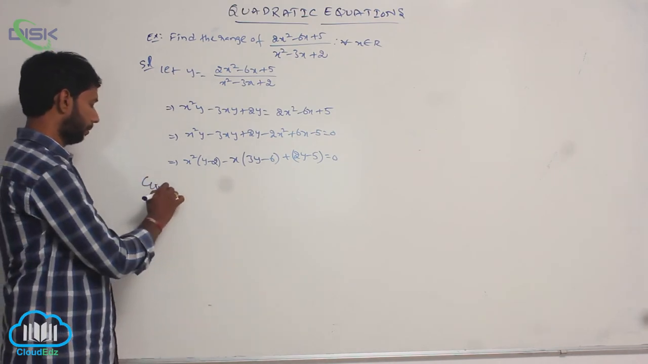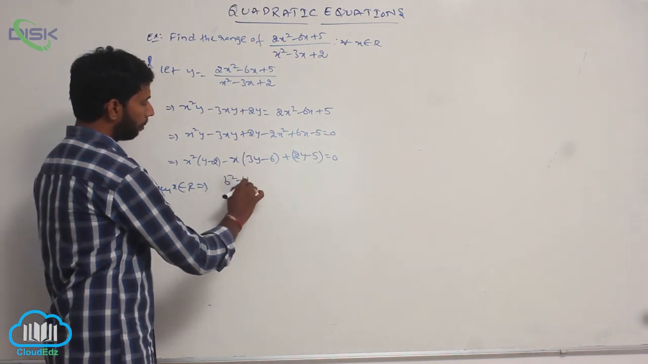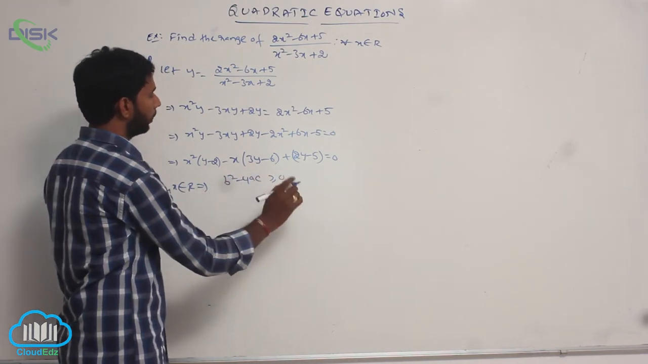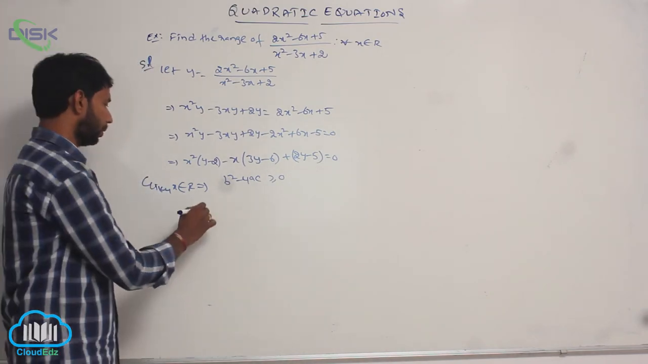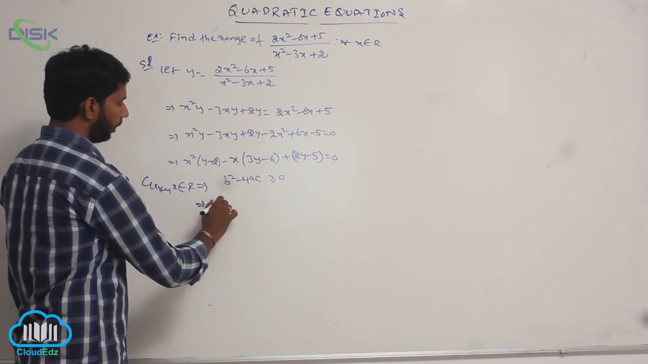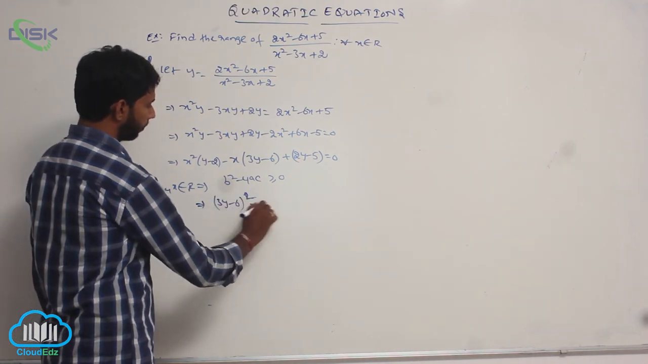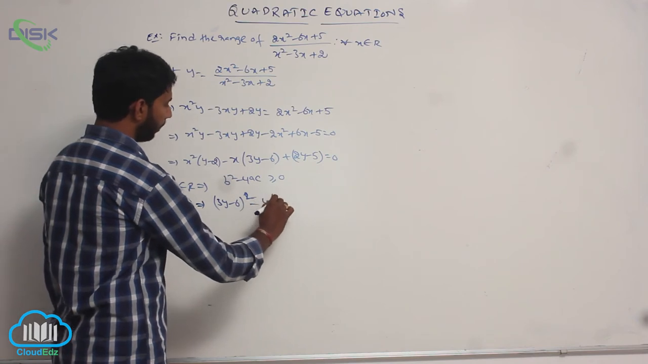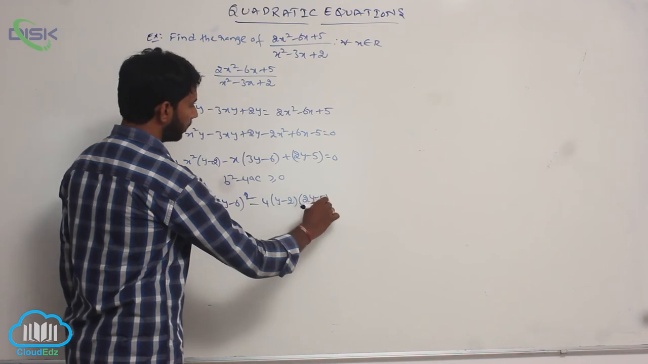Given x belongs to R, that implies b² - 4ac is greater than or equal to 0. Here b is -(3y - 6), so (3y - 6)² - 4(y - 2)(2y - 5) is greater than or equal to 0.